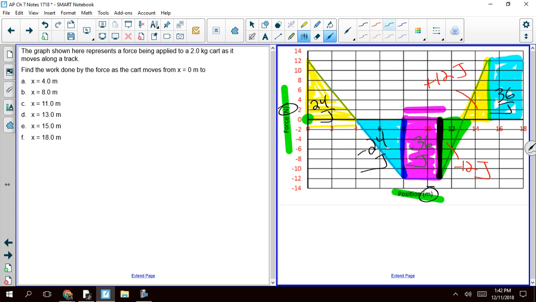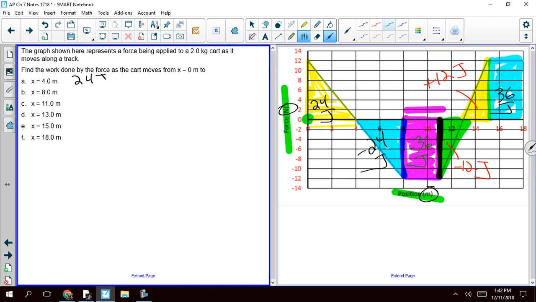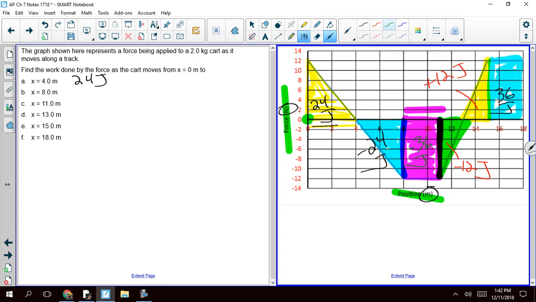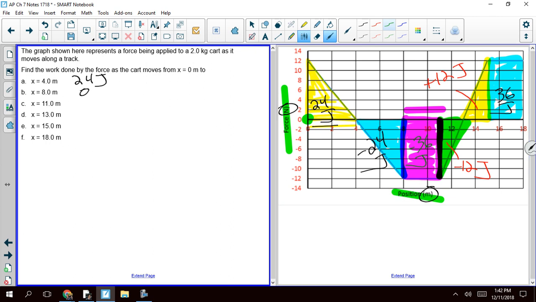Okay, so the work done in the first 4 meters is just 24 joules. By the time you get to 8, you're going to have 24 minus 24, so you actually get 0 joules. By 11, you're going to be at negative 36. All I'm doing is just adding up, right? For the next chunk, you're going to get, what, negative 48 joules.